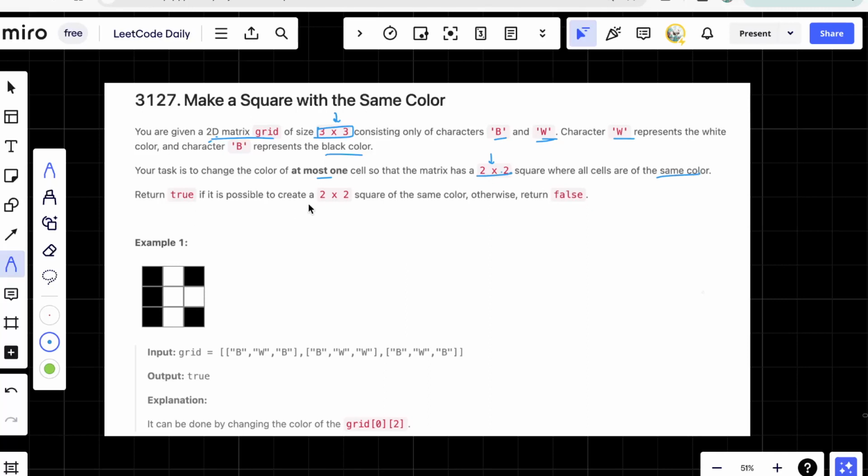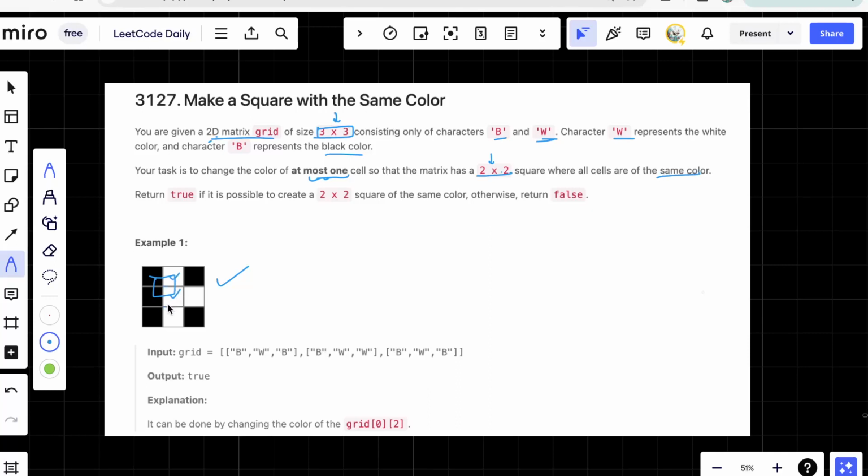And we need to return true if we can do so by changing the color of at most one cell, or false if we can't, okay? So let us see the very first test case. So here we are given, see, here these cells are black colored, okay? So if I would want to locate this particular 2 cross 2 grid here, then I'll have to change two cells, which I can't do.